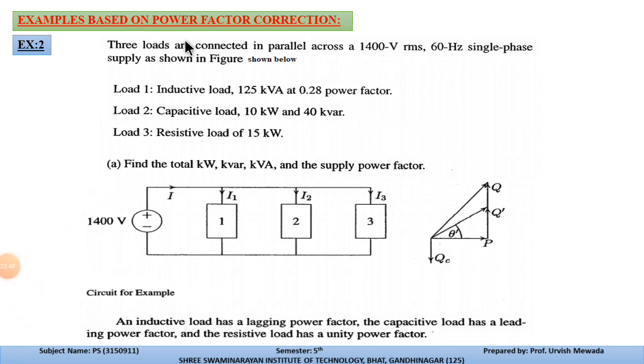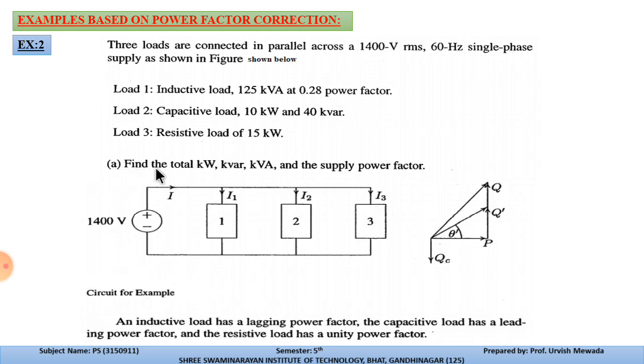Now this is the second example for the power factor correction. This circuit is given and the impedances are 1, 2 and 3, and the currents are I1, I2 and I3. This example is somewhat similar to the previous example. In this, the loads are connected in parallel across 1400 volt at angle 0, and the supply frequency is 60 hertz. Now load 1, inductive load, the rating is 125 kVA at 0.28 power factor. This is the first one. Load 2 is 1000 kilowatt at 40 kVAR, and load 3 is resistive load. First is the inductive branch, this is the capacitive branch, and this third one is the resistive branch having 15 kilowatt of load.